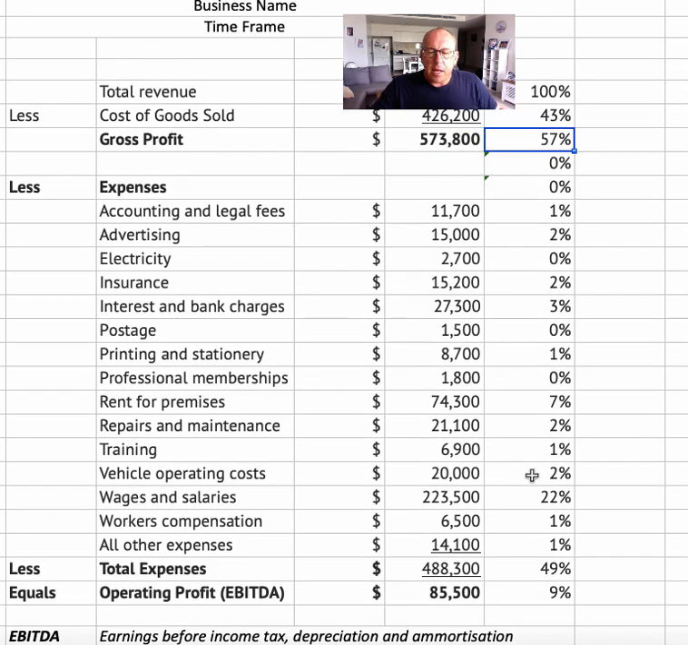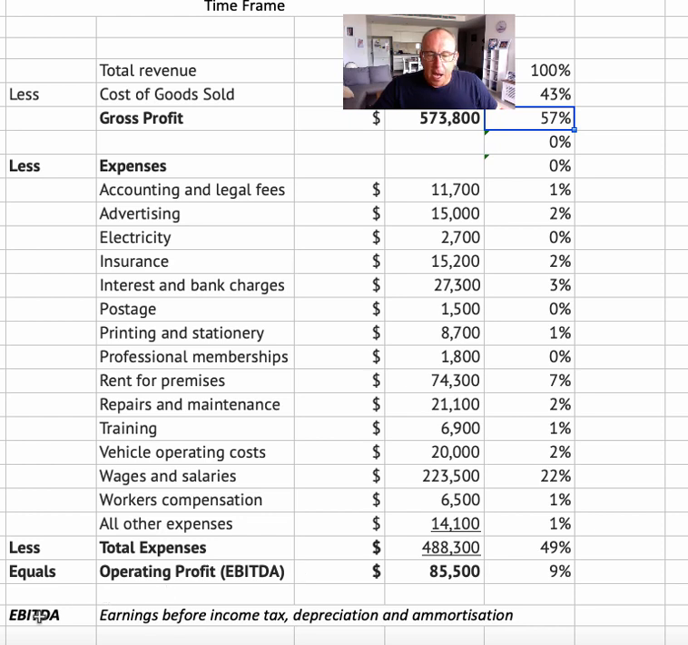Just an interesting thing here, EBITDA, operating profit. You might have seen this. EBITDA stands for earnings before interest, tax, depreciation and amortization. I might do a little bit more on that in another video.